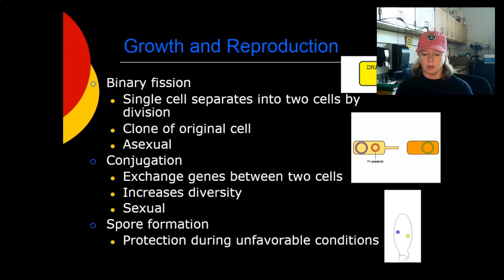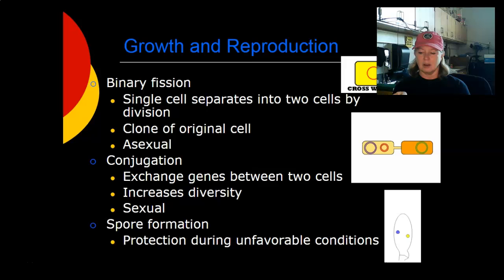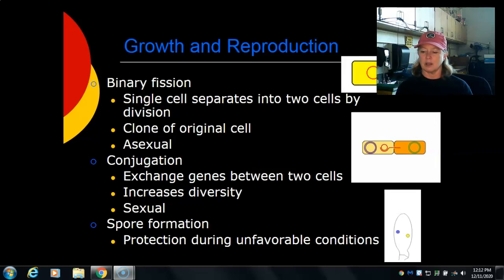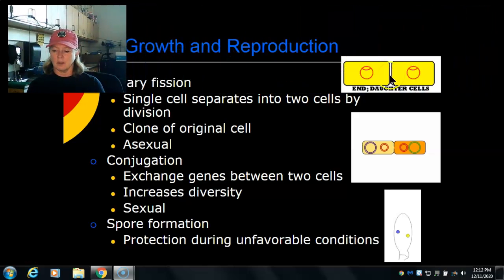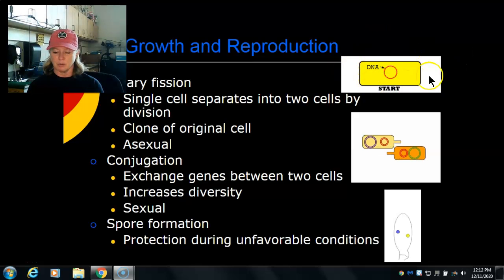For growth and reproduction, they have 3 ways of dividing. Number 1 is binary fission, where the single cell separates into 2 cells by division. And if you watch the little GIF there, you can see, let me move so that I'm not blocking it in case I am. And you end up with clones of the original cell, and this is asexual reproduction.